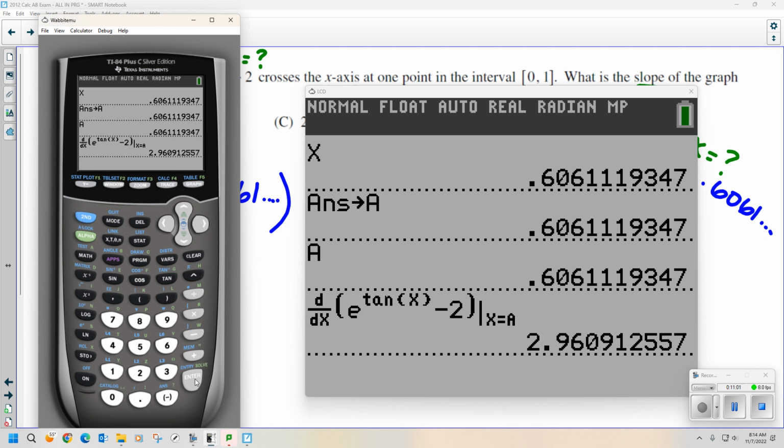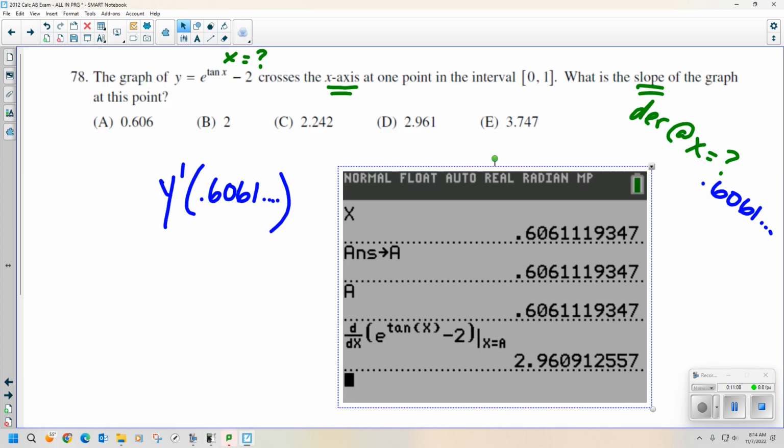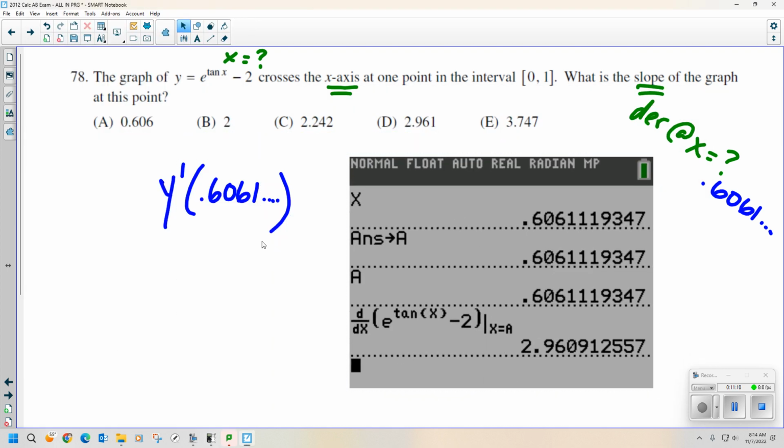2.96. That would round to a 1. This 0 would round up because that is 5 or bigger. Bam. So this was completely done in the calculator, and that answer is choice D.